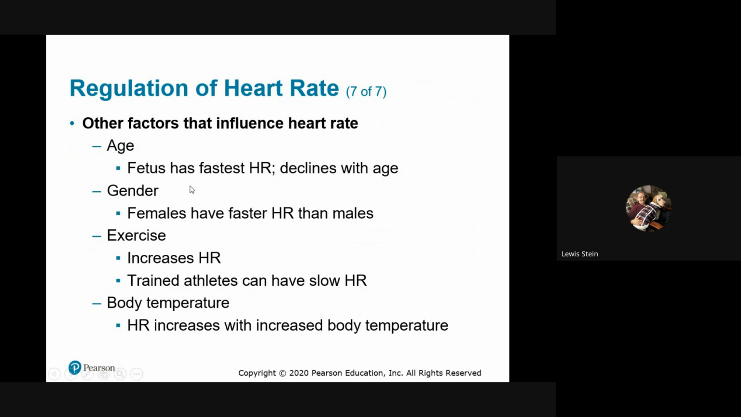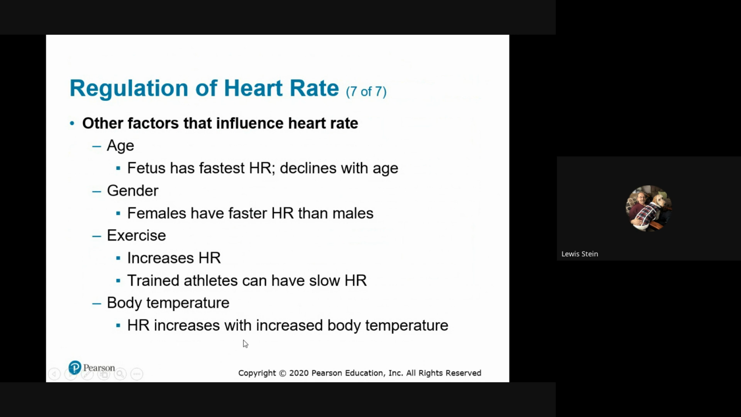The fetal heart rate is about 120. And from the moment we're born, it steadily declines to what would be the normal rate through most of adulthood. And then we start to see variations as people get really late in the aging process. So it's a little hard to predict. In general, women have a faster heart rate than men. And then exercise and temperature increase heart rate.